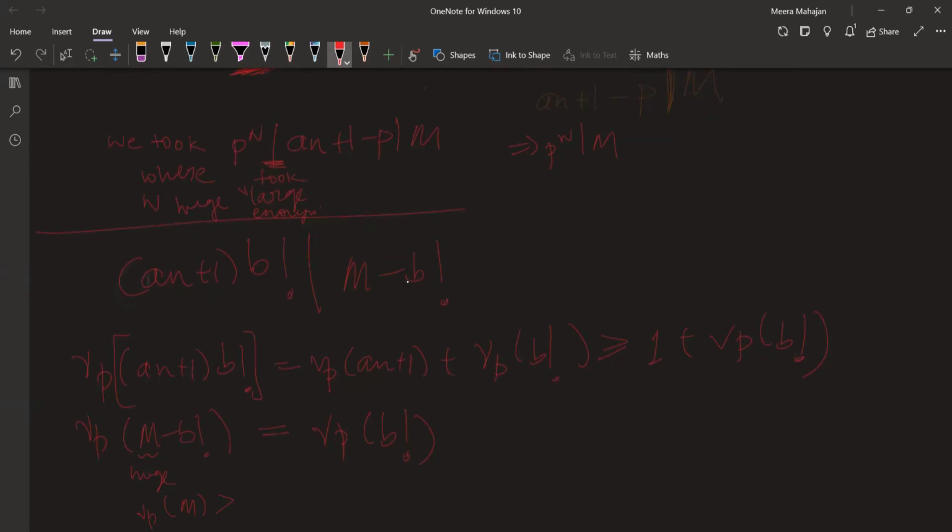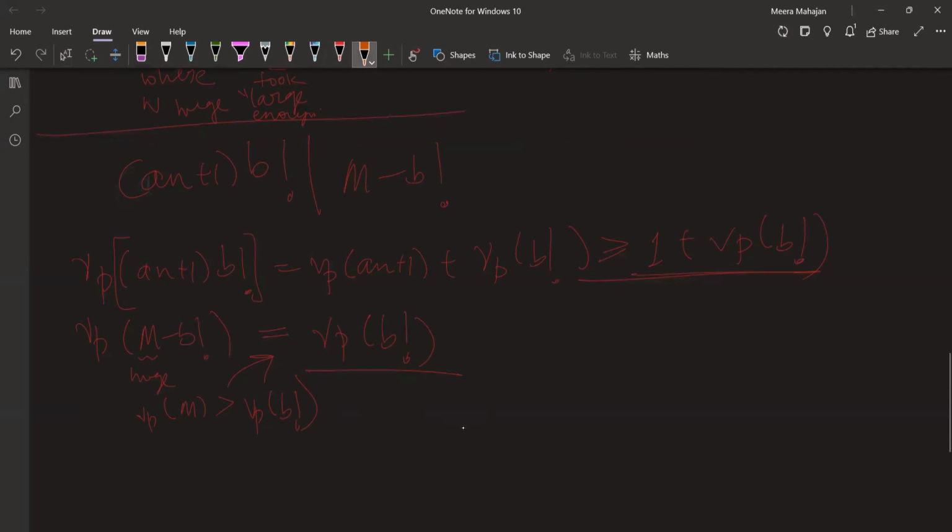So VP of m is, in fact, you can just pick any n so that VP of m is more than VP b factorial, and this would imply this. And now notice what we have got. The left-hand side has VP this 1 plus at least this. This is VP at least 1 plus VP b factorial, and this is VP exactly equal to VP b factorial. Do you see why this is a contradiction? This side has more VP than this, and this divides it.